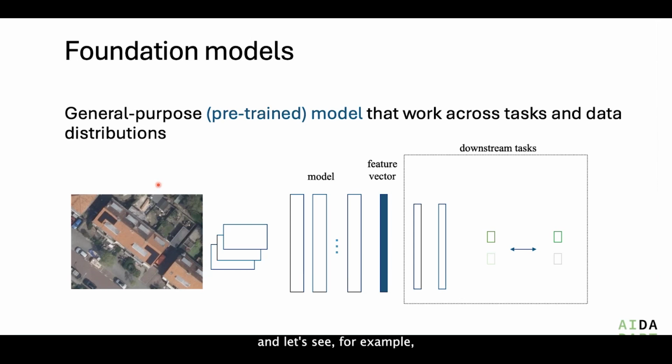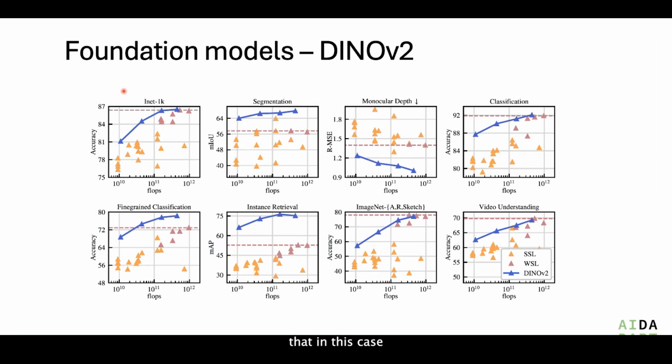As motivation for this talk, I want to show you DINOv2 on a number of tasks. As you can see here, on segmentation, classification, and instance retrieval, as I mentioned before, it outperforms other methods, both other self-supervised methods and weakly supervised methods, especially when we scale up.